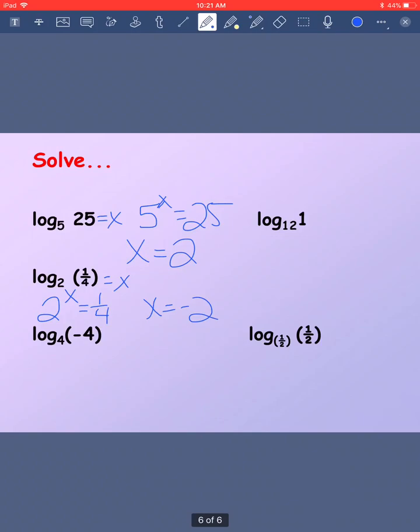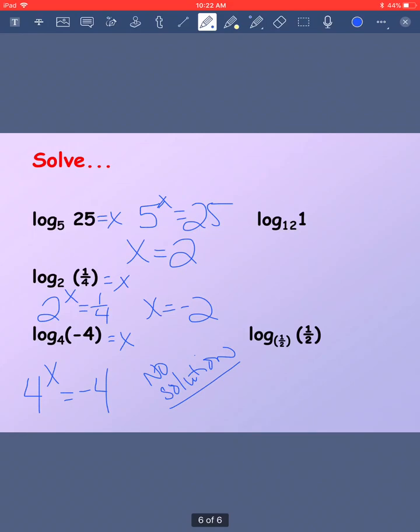Log base 4 of negative 4, set equal to x. So 4 to the x power equals negative 4. And this is a trick question. There is actually no solution here. There is nothing we can raise positive 4 to make it turn it into negative 4.